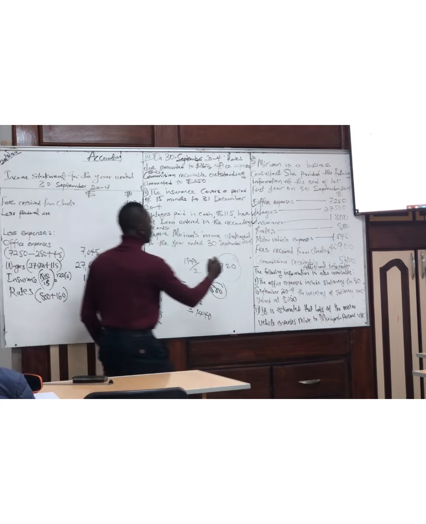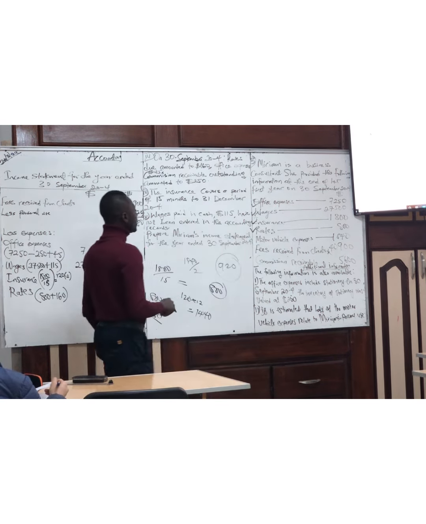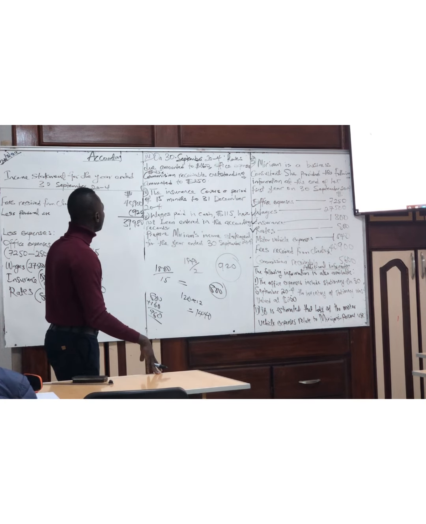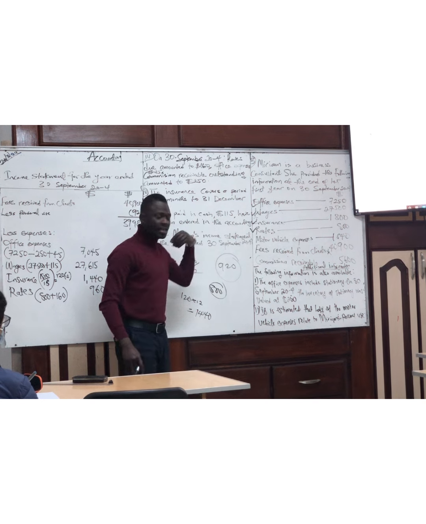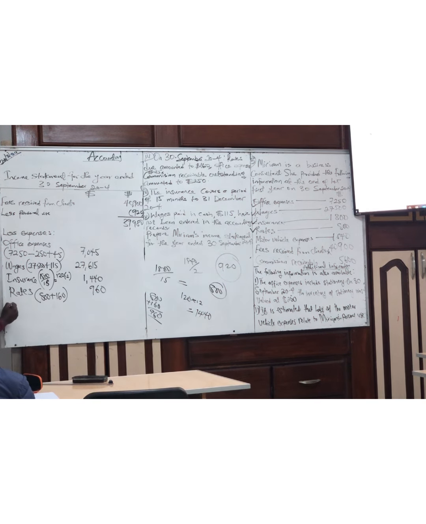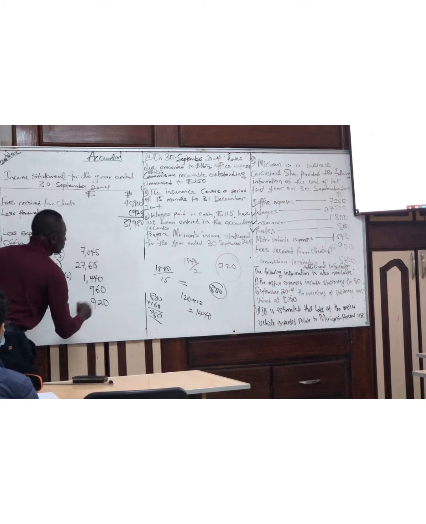What else do we have? The rate is done. Motor vehicle expenses 1,840. It is half now because we took 920 to the other side. So motor vehicle expenses 920.